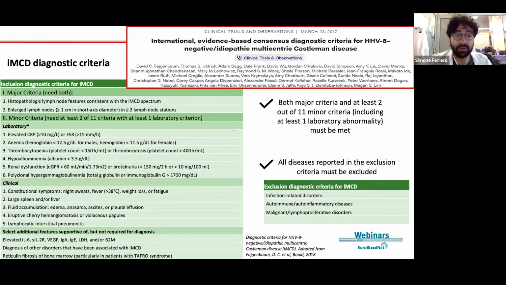Then, if we have both major criteria and at least two minor criteria, we should exclude other associated conditions that can mimic idiopathic multicentric Castleman disease. And these are, first of all, infection-related disorders, for example an EBV infection. Autoimmune or autoinflammatory rheumatologic diseases, like Still's disease, for example. And finally, malignant, especially lymphoproliferative disorders or plasmacytic disorders, that, for example, can be associated with POEMS.